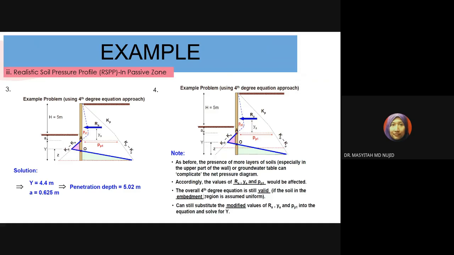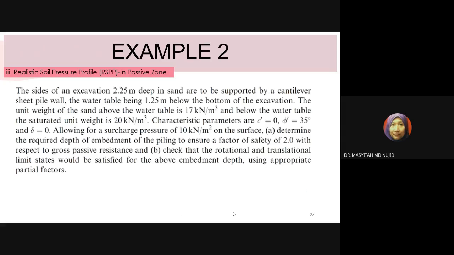As before, the presence of more layers of soils, especially in the upper part of the wall, or groundwater table, can be complicated. Accordingly, the values of Ra, Ya, and Pp would be affected. The overall 4th degree equation is still valid if the soil embankment region is assumed uniform, and we can still substitute the modified values of Ra, Ya, and Pp into the equation and solve for Y.